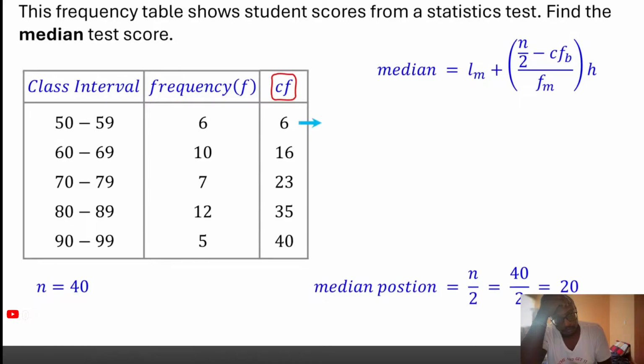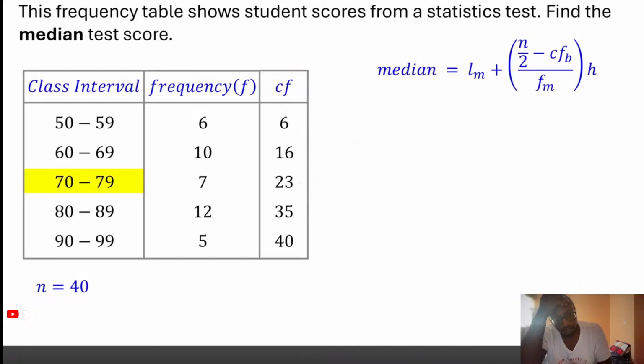Note that a cumulative frequency of 6 means this class contains values in positions 1 through 6. A cumulative frequency of 16 means this class contains values in positions 7 through 16. A cumulative frequency of 23 means this class contains values in positions 17 through 23, and so on. Since the median is in the 20th position, it falls inside this range. Therefore, the median class is the 70 to 79 interval. This tells us that the median lies somewhere between 70 and 79. Keep this in mind. It's a good way to check your answer later.